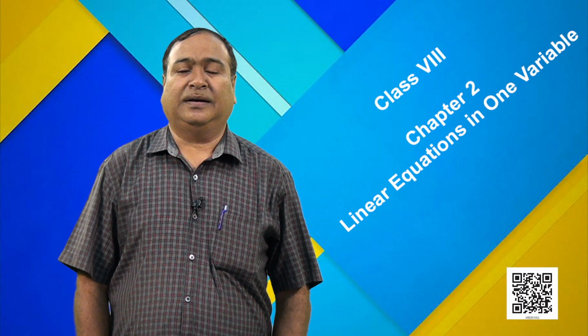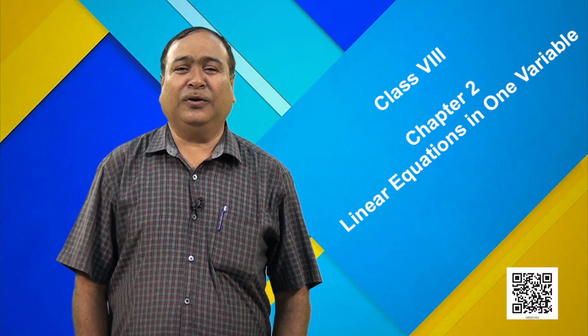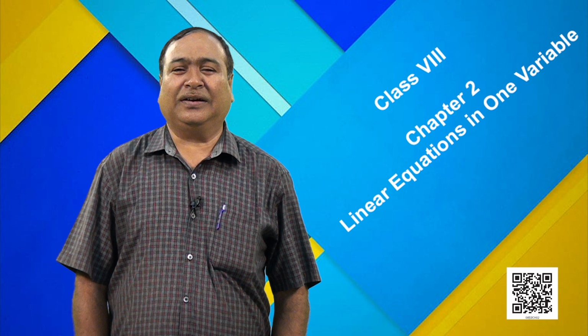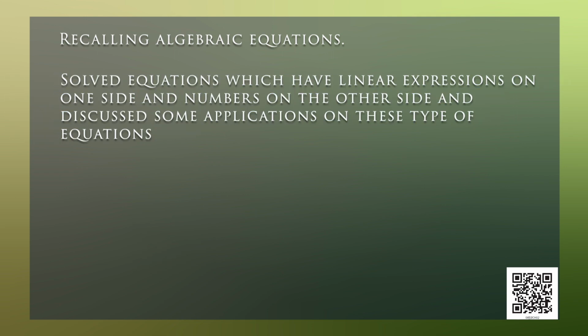Students, before we wind up today's class, let us recall what are the things we did. We started with recalling what are algebraic equations and in particular linear equations in one variable and examples. Also we saw that if the variable is present on one side and the constant on the other side, then how to solve such types of equations, which we call the solutions of those equations. Also we saw some word problems based on that method.